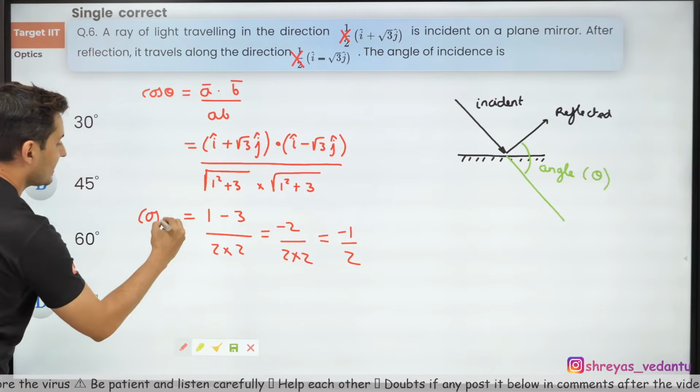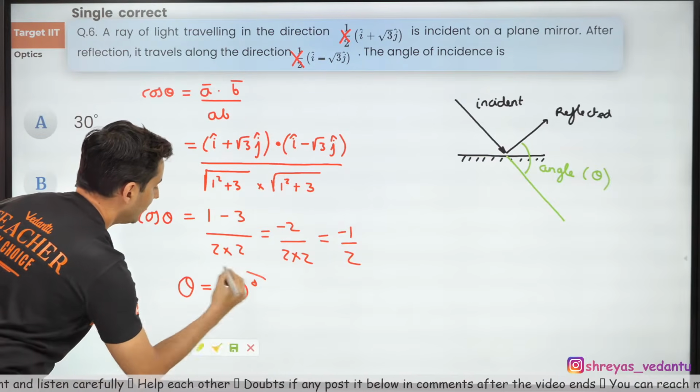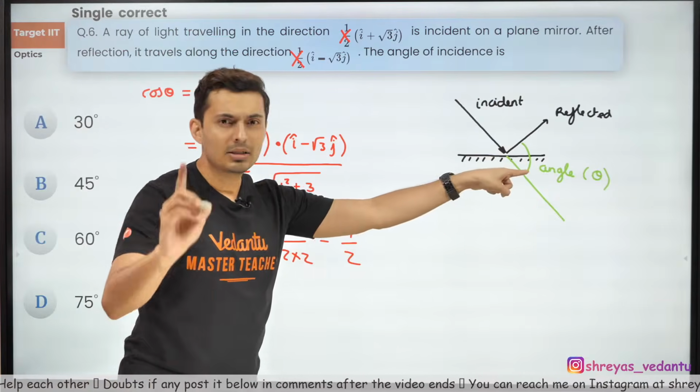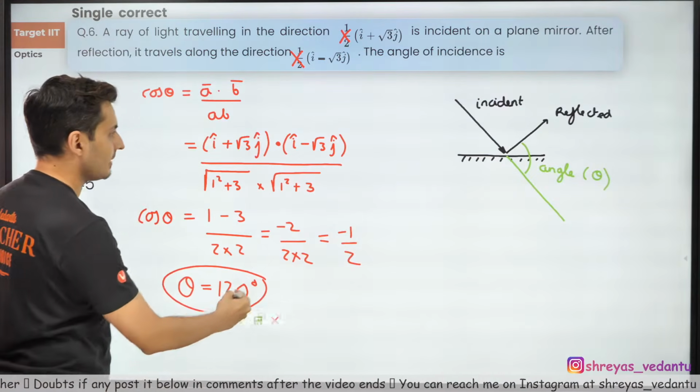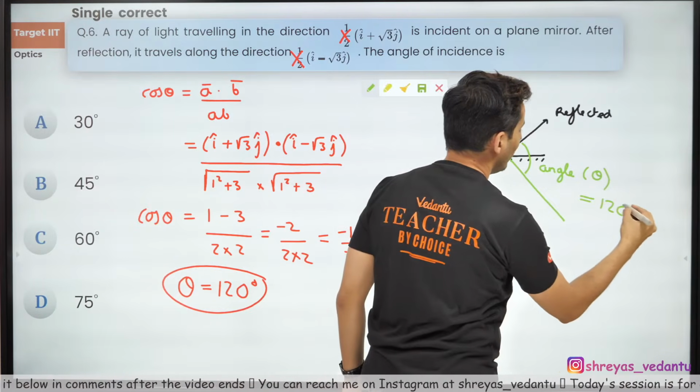Now whose cos theta is minus half? Obviously theta is 120 degrees. So this angle just came out to be 120 degrees. So what did this angle come out to be? This angle came out to be 120 degrees.